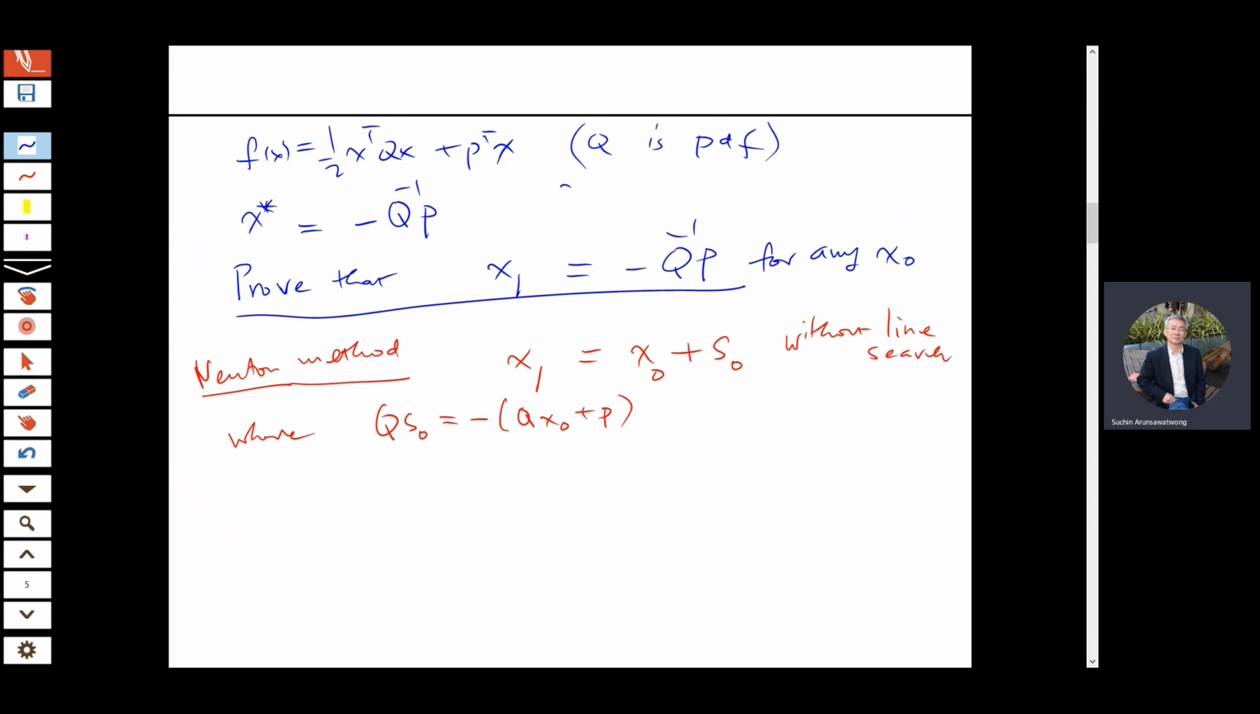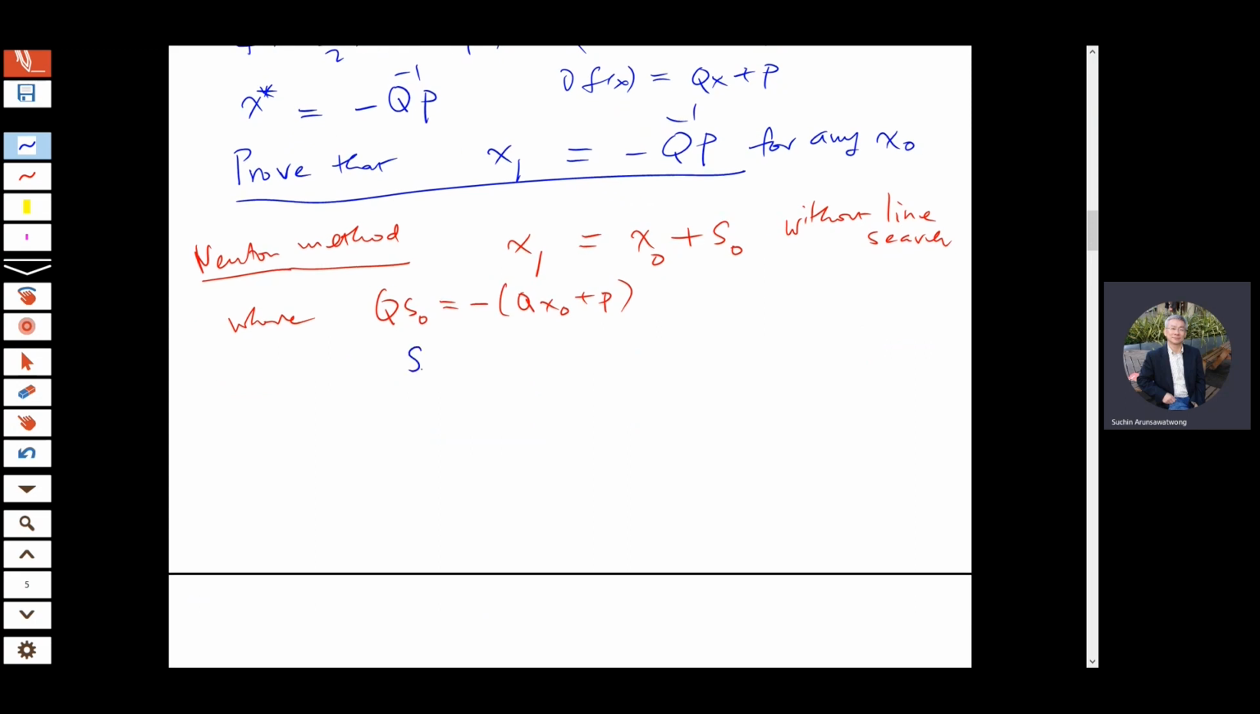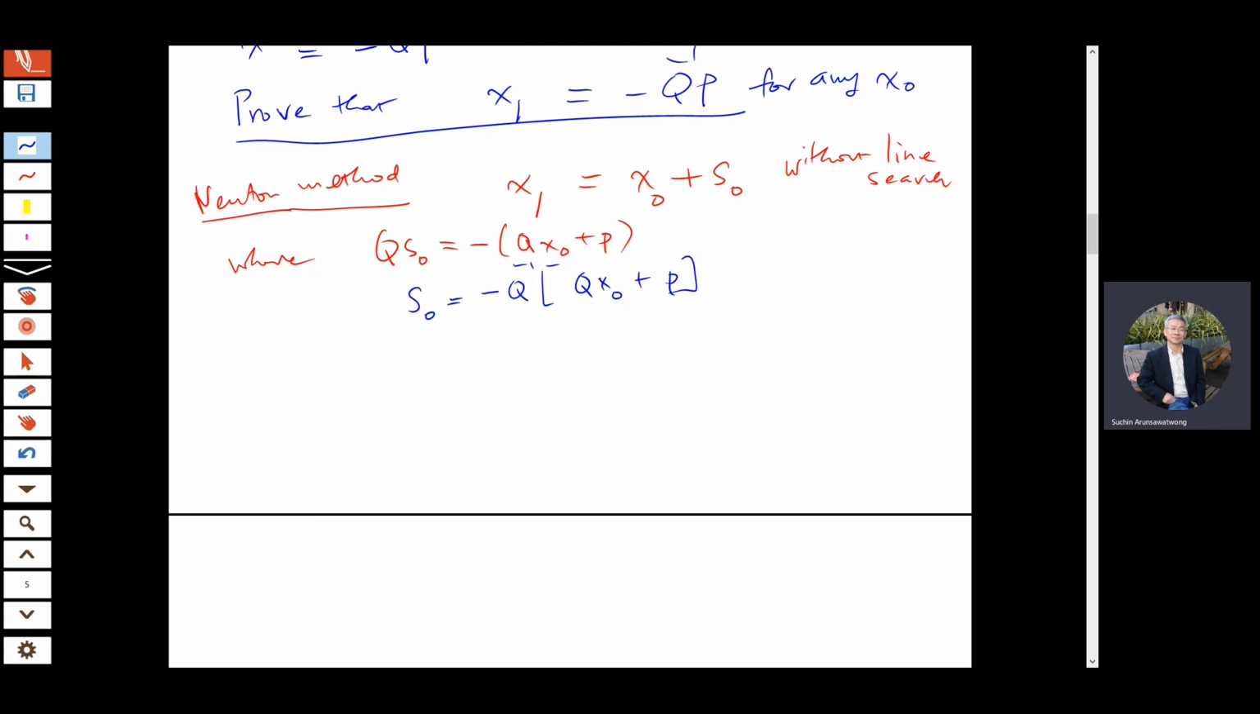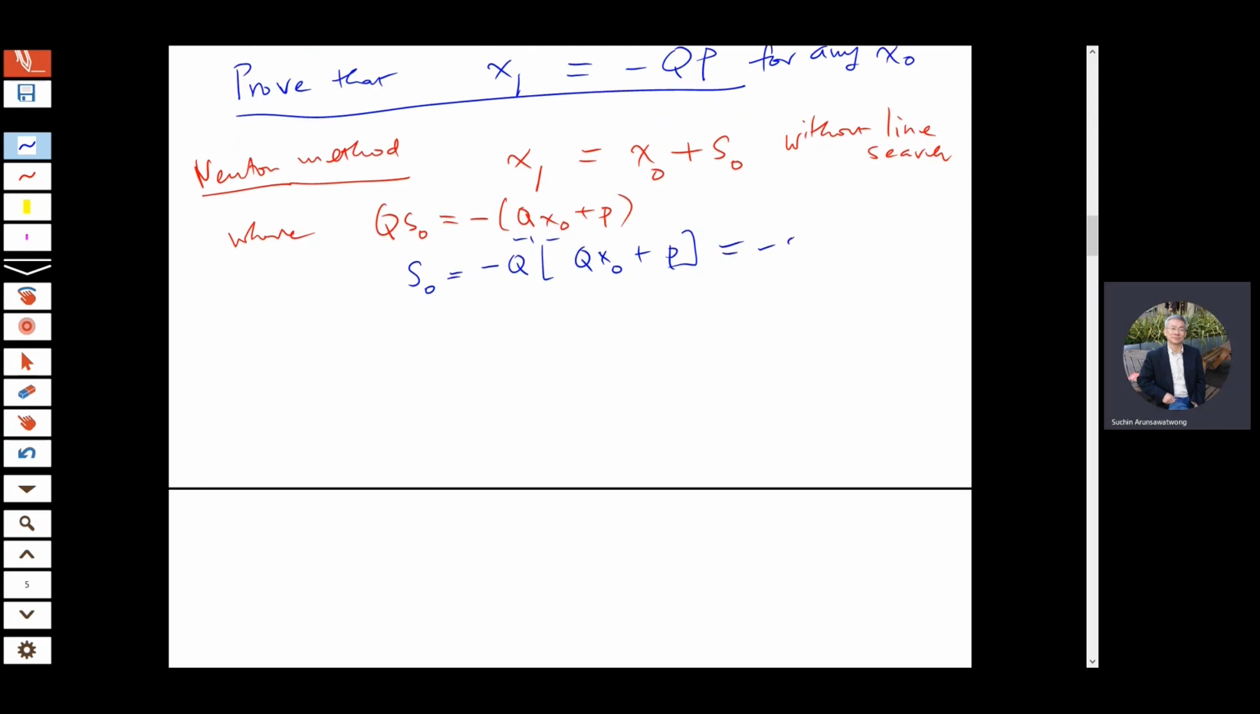Okay. So the gradient of f, grad f(x), is Qx plus p. The gradient at the point x naught is equal to Qx naught plus p, right? So what is s? The s is minus Q inverse multiplied with Qx naught plus p, right? Then we expand this. We multiply the Qx naught. Then what we know is that this is equal to minus x naught minus Q inverse p. This is x naught, so the x1. So x1 is x naught plus s, which is x naught minus x naught minus Q inverse p, and therefore is equal to minus Q inverse p as we want.